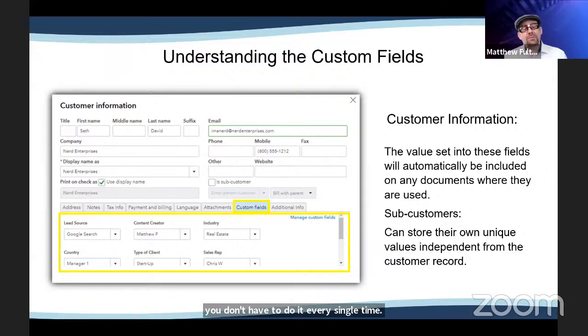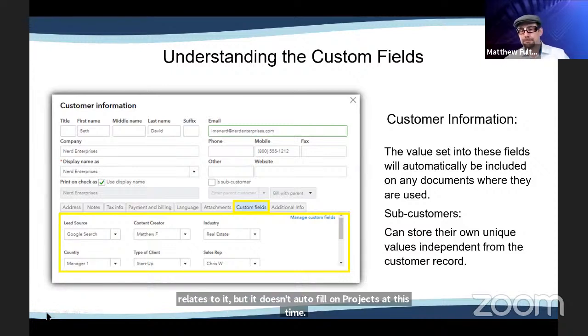Sub-customers can have their own unique values as well. So there's customer, sub-customer, and then there's projects, okay? Customer, sub-customer can be unique. Project will always be attached to whatever it's connected to. So if a project is under a customer, it relates to it, but it doesn't autofill on projects at this time. It's a limitation to know about.